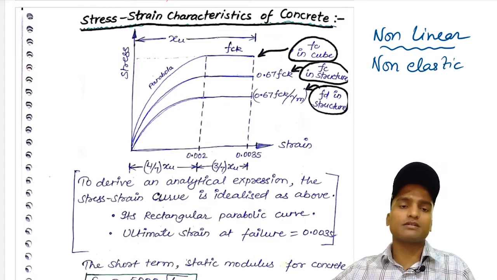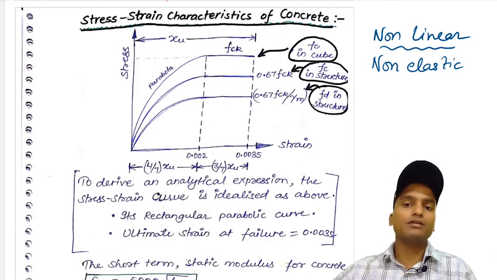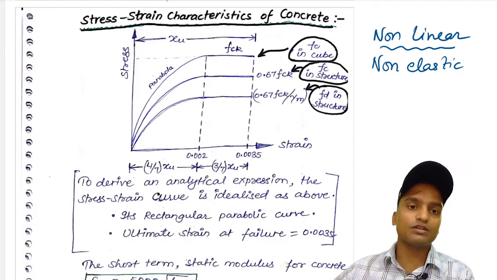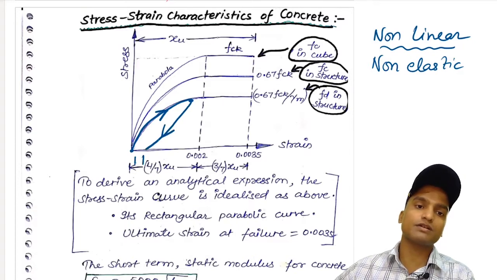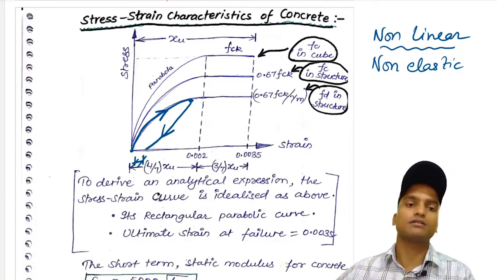Non-elastic means that if we do unloading, the material will not come back to its original shape, size and position. It will not follow the same path. If you load the material from the origin up to this point, then it will go back to this. So some residual strain value will always be there.